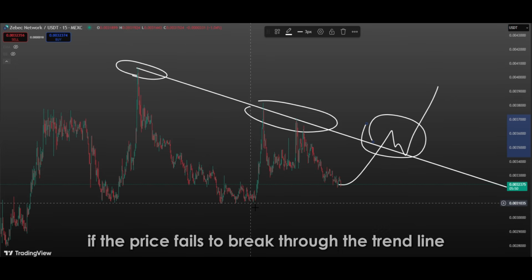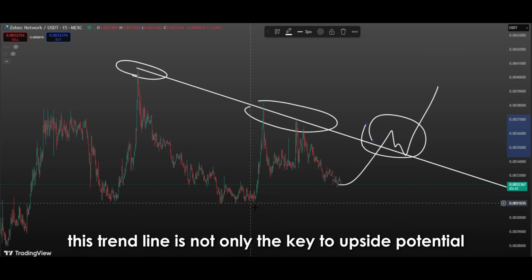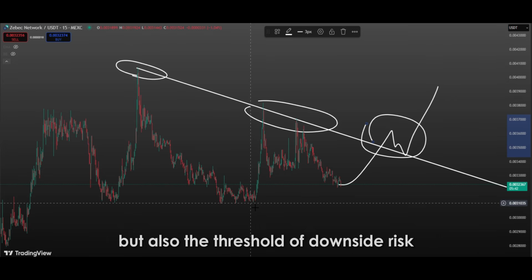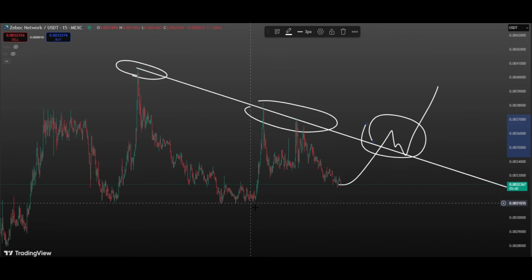On the other hand, if the price fails to break through the trend line and resumes a downward move, it signals a scenario where sellers are back in control and buyers remain weak. In this case, the price may test the previous low or even move to lower levels. In other words, this trend line is not only the key to upside potential, but also the threshold of downside risk. Therefore, every movement around this level carries great technical significance.